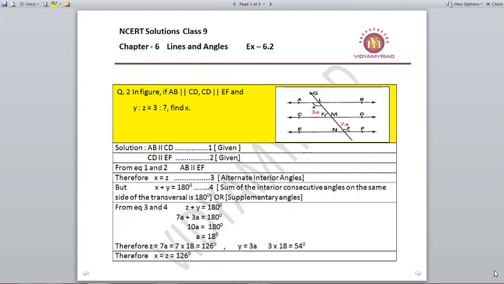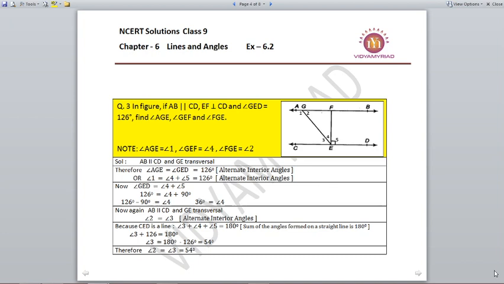Now, since we know that x is equal to z, we can substitute in the equation and we will get z plus y equal to 180. What is z now? 7a. What is y? 3a. So, we can easily find the value of a, which comes out to be 18 degrees. So your z comes to 126 degrees because 7a, 7 multiplied by 18, is 126 and y is 3a, so 3 multiplied by 18 is 54. And you can see that x is equal to z, so the value of x will also be equal to 126 degrees.